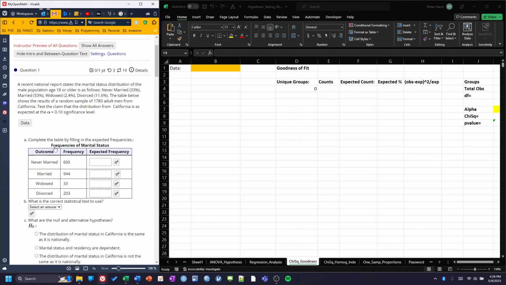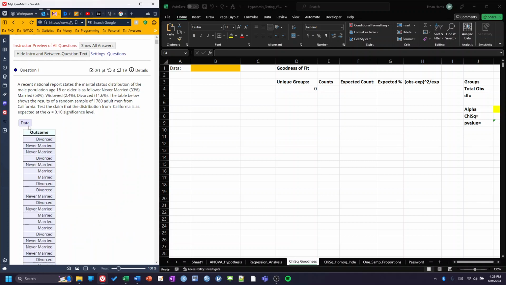It says a recent national report states that the marital status distribution of the male population 18 or older is as follows. Never married, 33%, married, 53%, widowed 2.4%, and divorced at 11.6%. The table below shows the results of a random sample of 1,780 men from California. Test the claim that the distribution from California is as expected at the alpha level of 0.1.